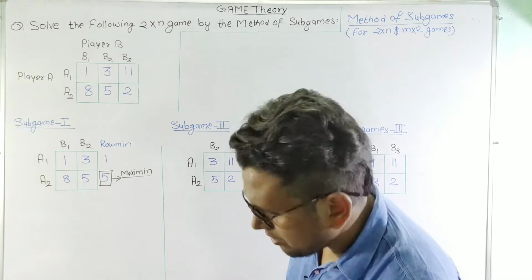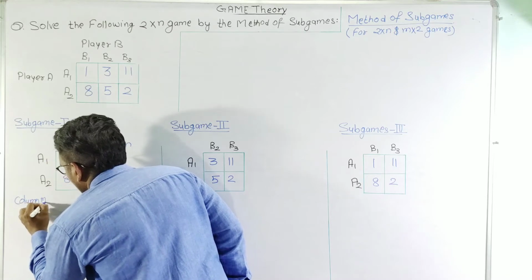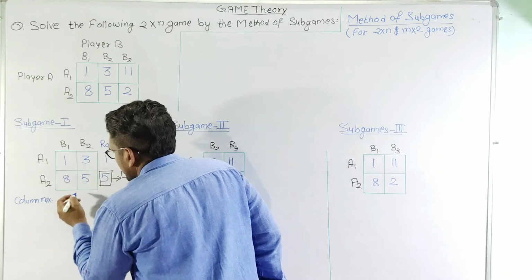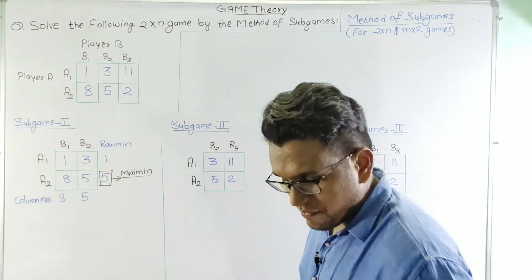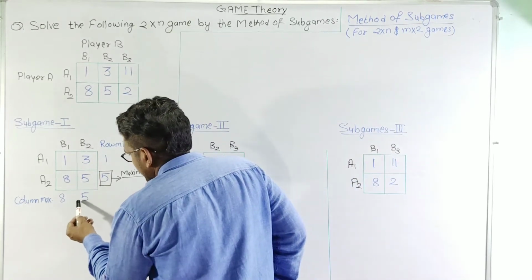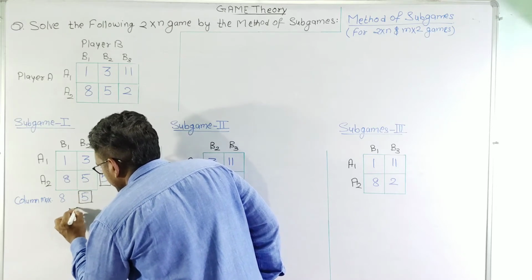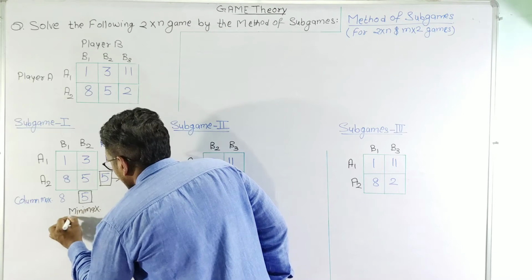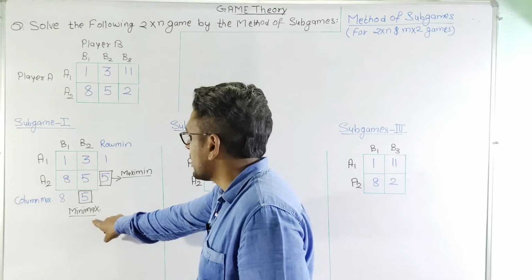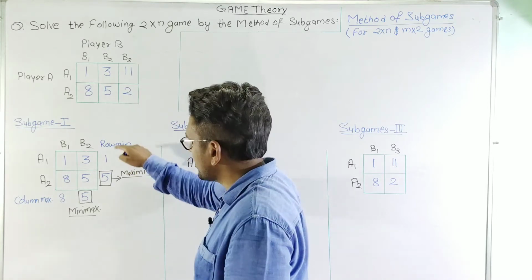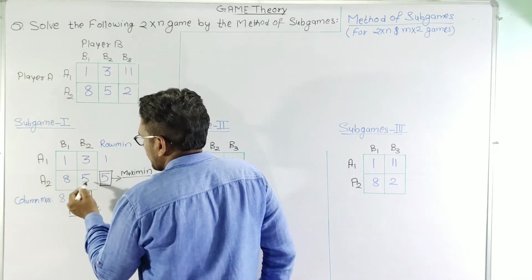Now similarly we will calculate the column max, and the maximum in each column is 8 and 5. Now among these values we find that the minimum value is 5. So 5 is our minimax value. So from here we can see that our maximin value is equal to minimax value. That means we have a saddle point in this particular subgame and it exists at location 2, 2.